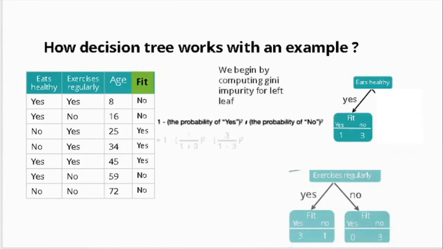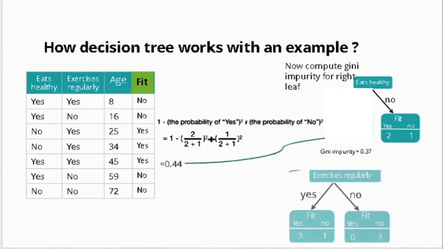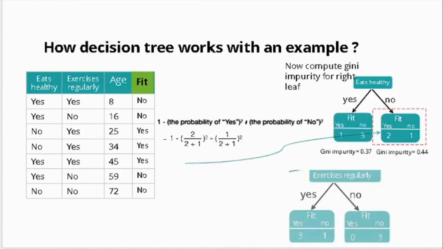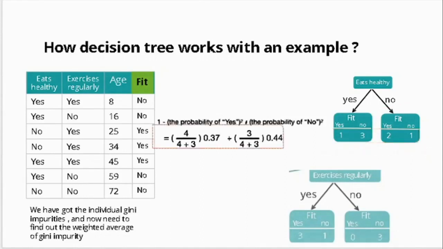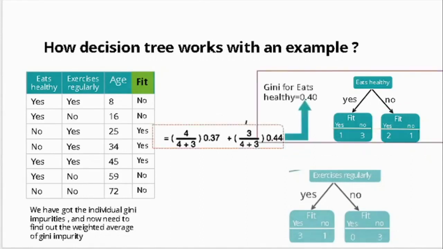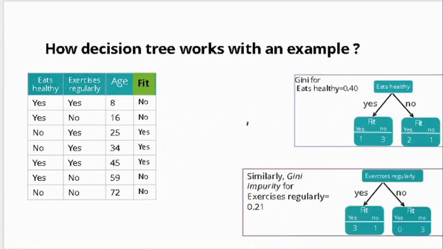We begin by computing the GINI impurity for the left leaf, which comes out to be 0.37. Now we compute the GINI impurity for the right leaf, which comes out to be 0.44. We have got the individual GINI impurities and now need to find the weighted average of GINI impurities. Here we take the combined probability of the whole term and multiply it with the individual GINI impurities. So the GINI impurity for eats healthy comes out to be 0.4. Similarly, the GINI impurity for exercises regularly comes out to be 0.21.